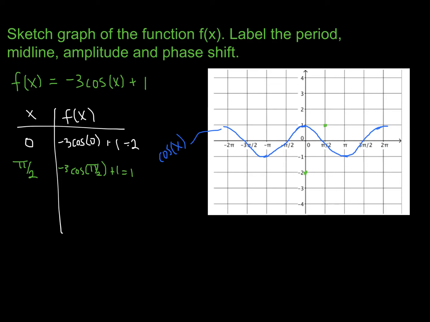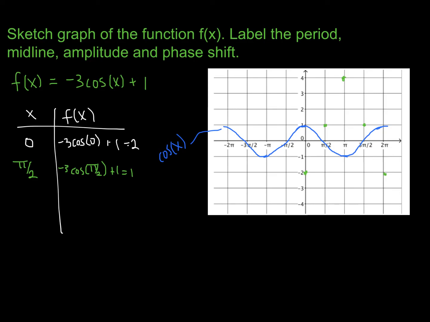And that's great, and let me just kind of continue doing this in my head. If I plug in the value of pi, I'll have negative 3 times the cosine of pi, and the cosine of pi radians is negative 1. And negative 1 times negative 3 is positive 3, plus 1 is going to be positive 4. And so there I am. And if I move around to 3 pi over 2, the cosine there is 0, and so 0 plus 1 is again going to be 1. And at 2 pi, the cosine is 1, and negative 3 times 1 is negative 3, plus 1 is negative 2.